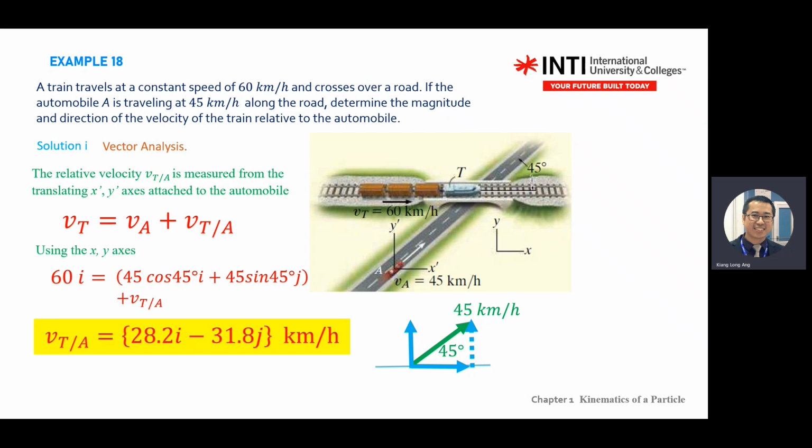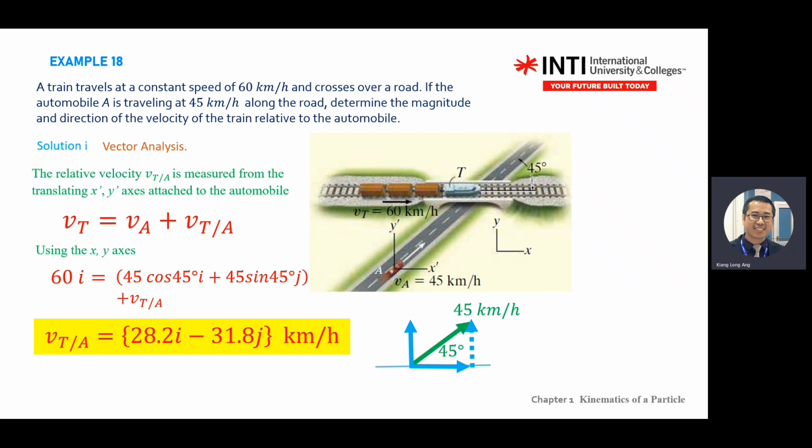The i and i you combine. You moved this one to the negative side already. So 60i minus 45 cos 45, you get 28.2i. Then for this one, 45 sine 45, you get 31.8j. This is the answer for this tutorial question.